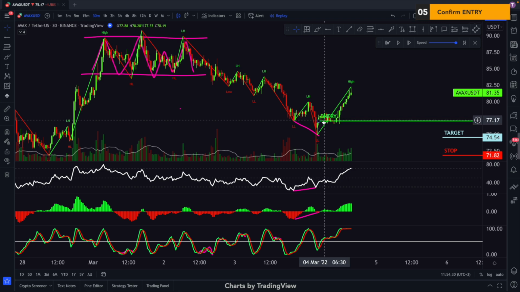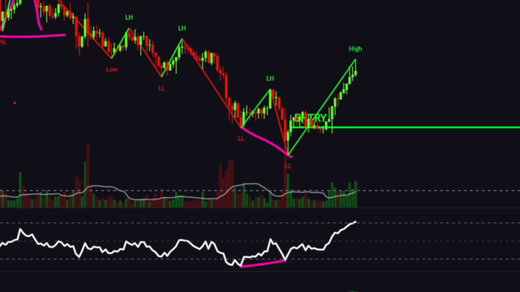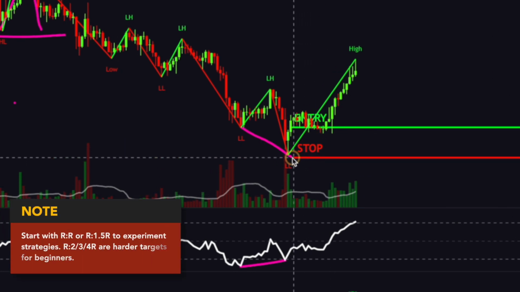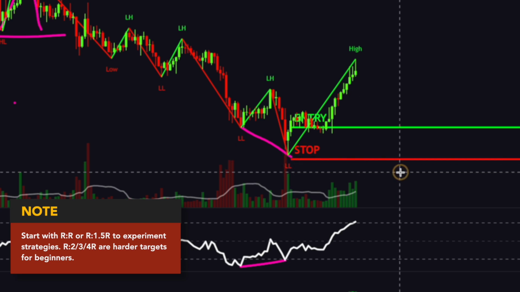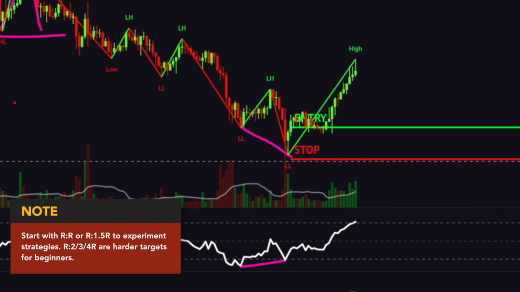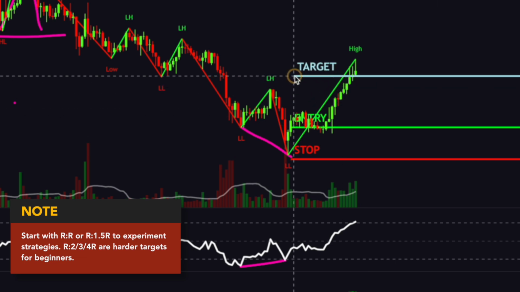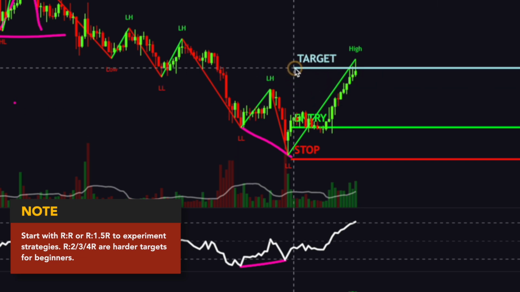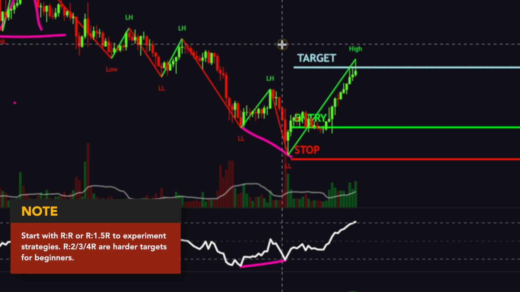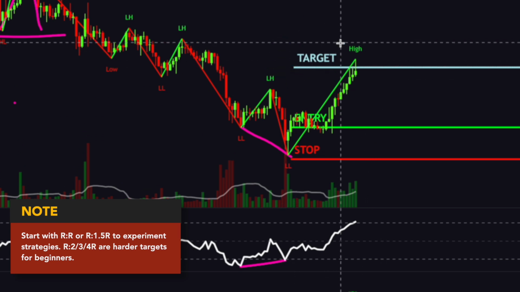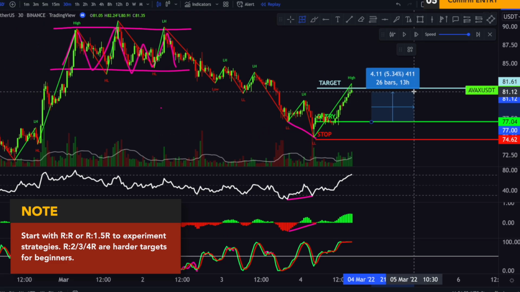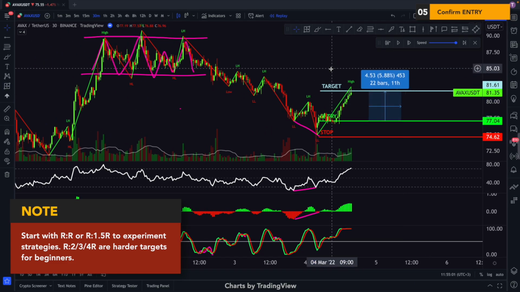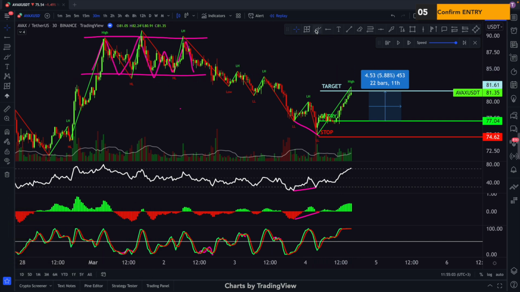Some people out there use the wicks for entries, but I do not do that. I place my stop loss under the bottom of the swing point under this wick. My take profit will be 2R as usual. In the future, I'll be teaching more profound concepts for better take profit targets like order blocks, imbalance fillings, and liquidity targets, so you can target 3R, 4R or more.